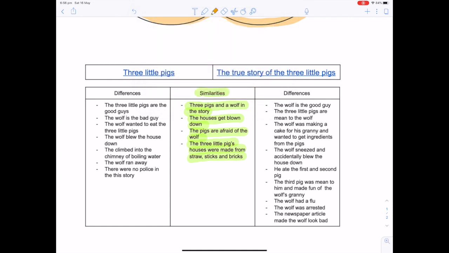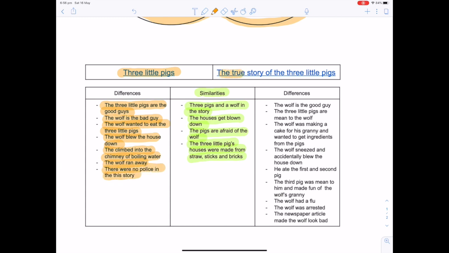Now I'm going to start with the 3 little pigs first. So the difference was the 3 little pigs are the good guys. The wolf is the bad guy. And the wolf wanted to eat the 3 little pigs. Also, the wolf blew down the house. He climbed into the chimney of boiling water. The wolf ran away, and there was no police in the story.